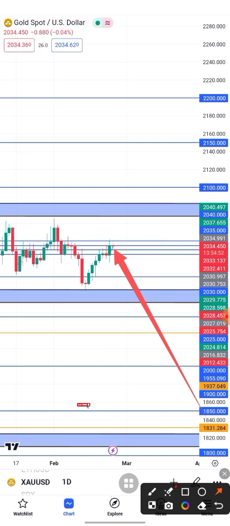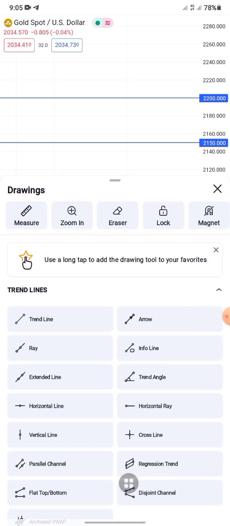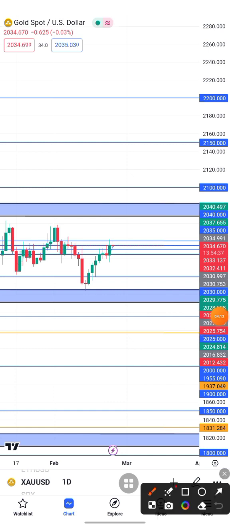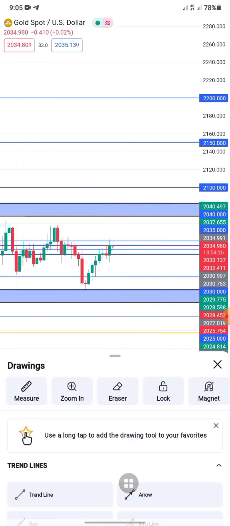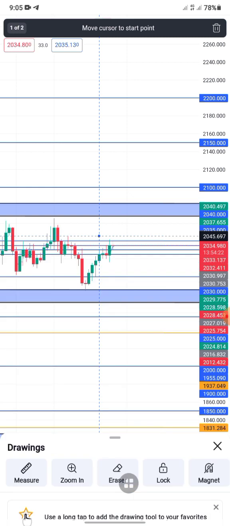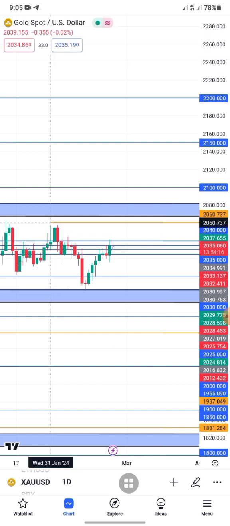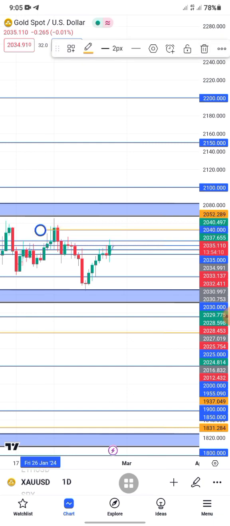So instead of me plotting any zone right here, I rather go over here to plot my zone at the daily time frame. Let me show you. So what I will do right now is bring out my horizontal line and place it over here. I will make sure I always place it at the body of the candle. I don't place it at the wick of the candle. I always place it at the body of the candle.